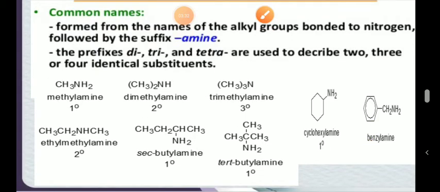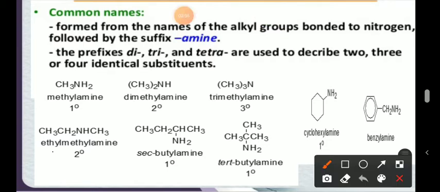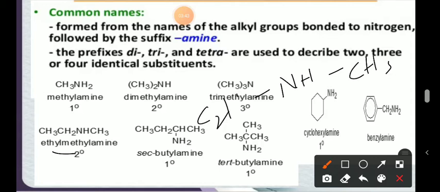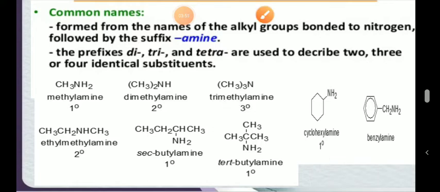Next we have ethylamine. What does it mean? You have an NH group, and on one side we have a methyl group, on the other side we have an ethyl group, C2H5. This is what this structure means. Then you have secondary butylamine. As you can see the structure, let me zoom it for you so you can see it clearly. This is your secondary butylamine, and it is also a primary amine.